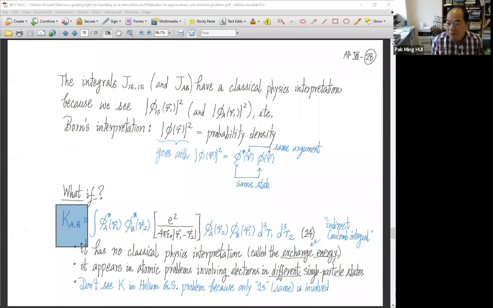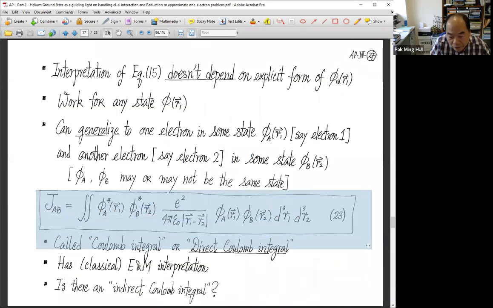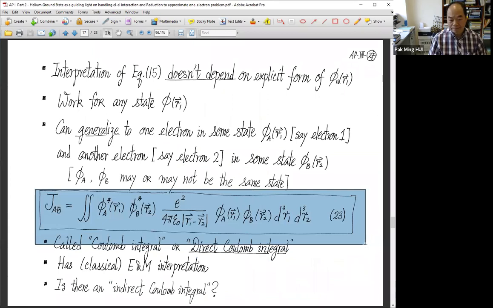Okay. Now what I'm saying is that for the helium ground state problem, we only see this kind of integral. Because in our mind, we have A being 1s and B being 1s. In our mind, the ground state helium is 2 electrons in 1s, and then the spin part will take care of the Pauli exclusion principle. Okay? Is that okay?